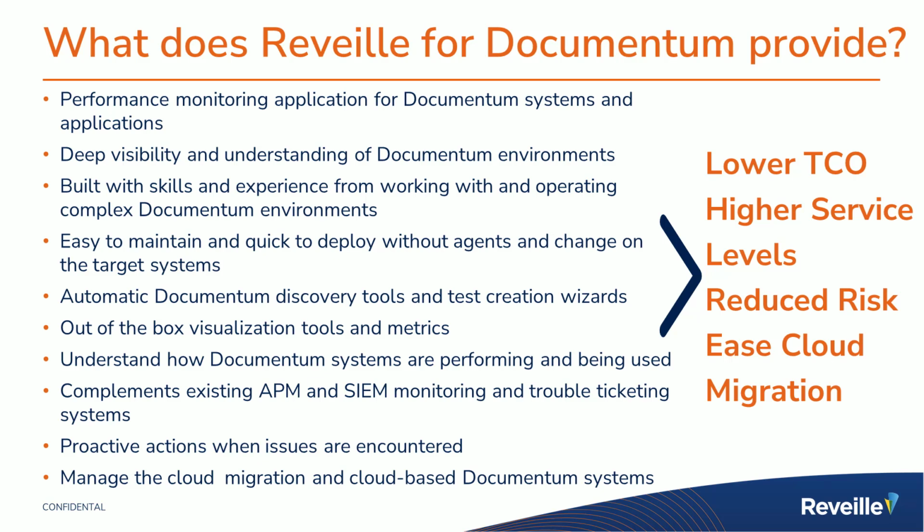It complements your existing on-premise or cloud-based APM and SIEM monitoring and trouble ticketing systems. It allows the organization to be proactive when issues are encountered. Issues are flagged, and when appropriate, actions can be automatically carried out to resolve issues and remove bottlenecks in Documentum processes. Reveille can also help reduce the time and risk during migration of existing on-premise Documentum systems into the cloud. Reveille can then actively manage the operating health of cloud Documentum systems.